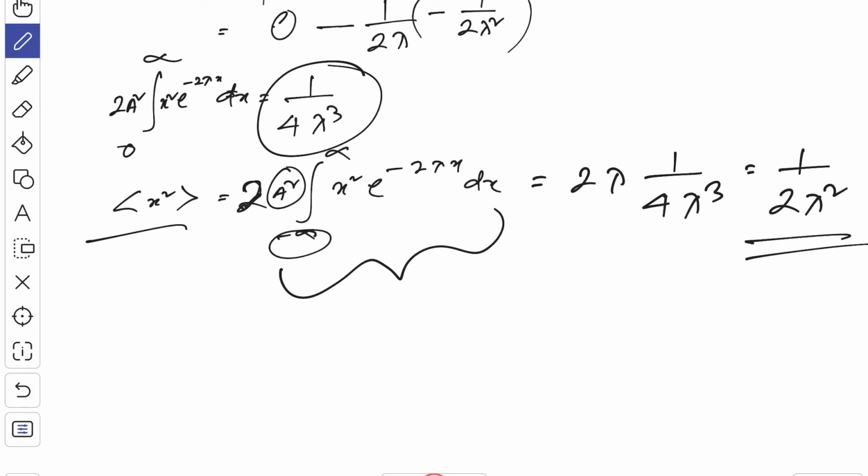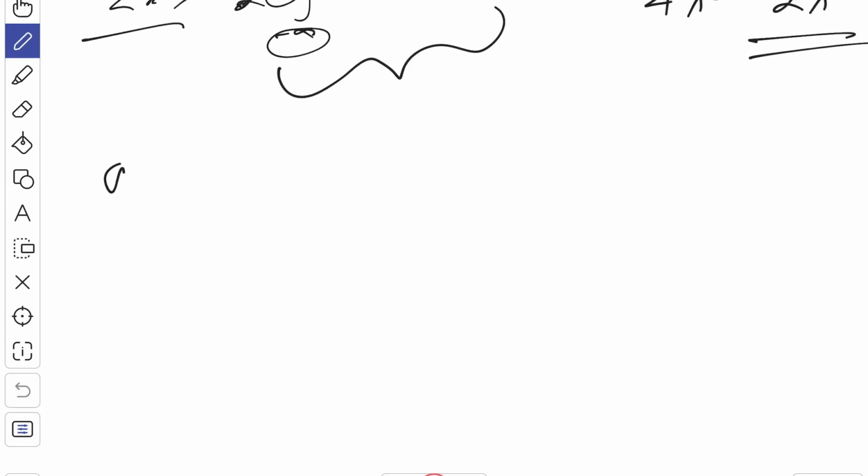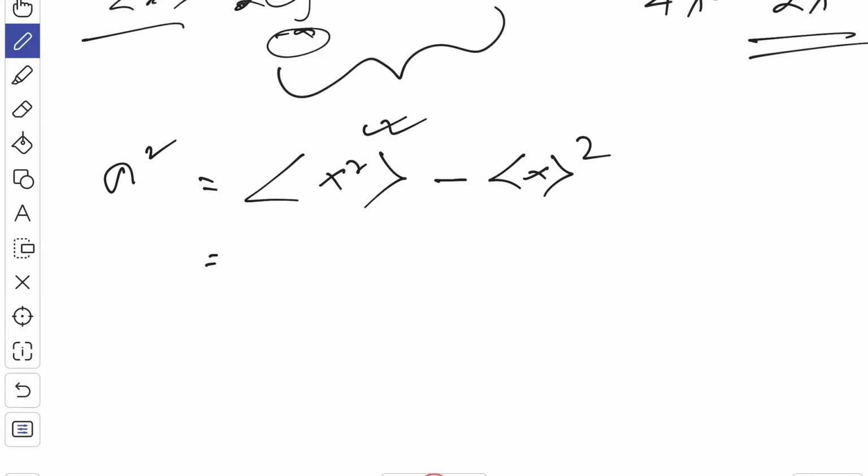So this is it. Okay, so what is the next job we have to do here? We need to find sigma square. So how to find that? Expectation value of x square minus the square of the expectation value of x. We have already found this, that is 1 by 2 lambda square, and the expectation value of x is 0 and 0 square is 0, so it's going to be 1 by 2 lambda square. So hope you have understood this.